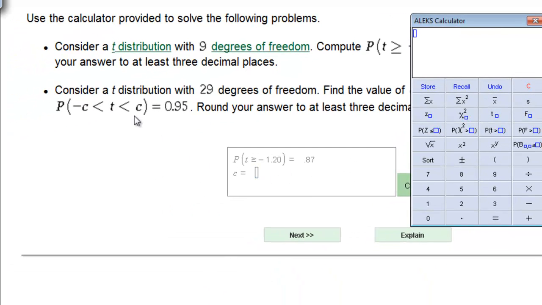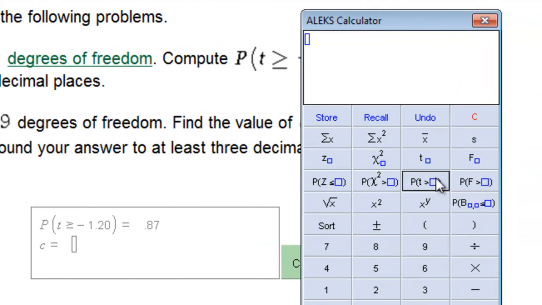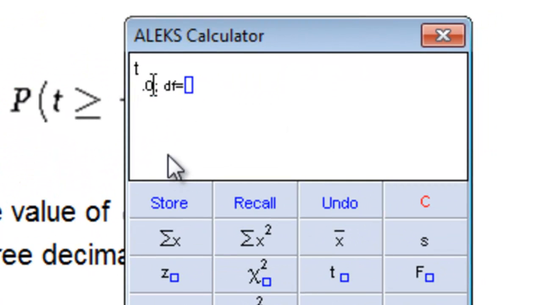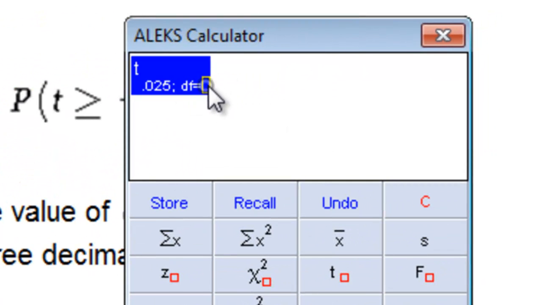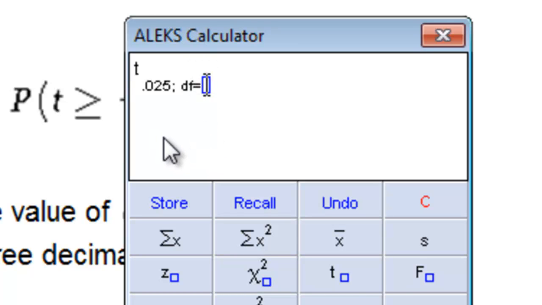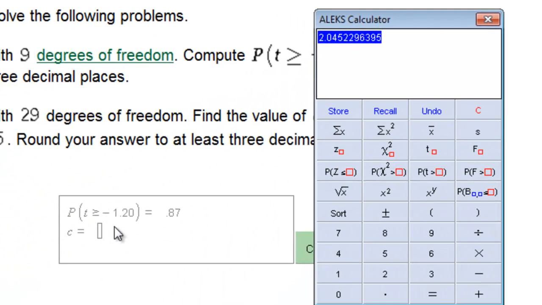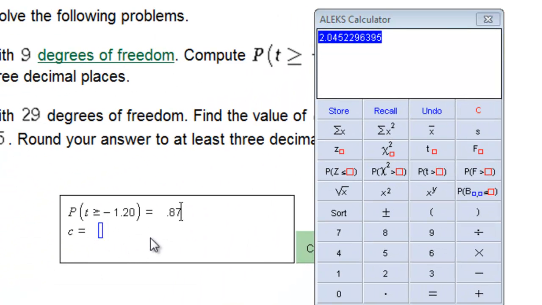And then we were looking for C and negative C such that 95% of the area would be between those two values. That was pretty simple because we just did T of alpha, this button here, and on it we put in 2.5%, so 0.025 in the first box, and the degrees of freedom for that were 29. So that was the t-distribution we were employing, and there it is, 2.045.